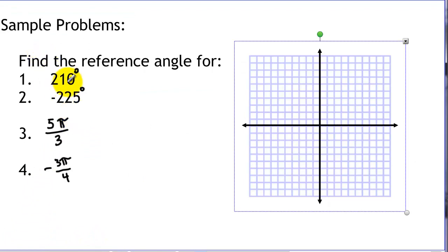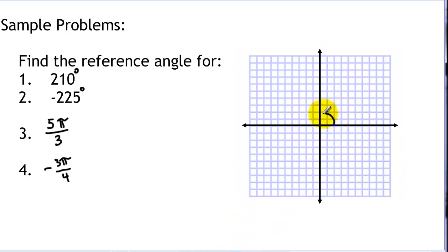Let's look at 210 if we wanted to find the reference angle. So let's sketch a 210 angle. 210 is going to be taking us into the third quadrant. So that is our 210 degrees. Based on the definition, we want this angle, so we have to take away that part, 180. So our reference angle is going to be 210 minus 180, or 30 degrees.